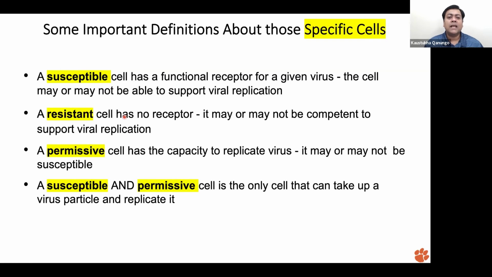The resistant cell has no receptor. It may or may not be competent to support viral replication. So here it is also a very important concept. First of all, a resistant cell has no receptor.